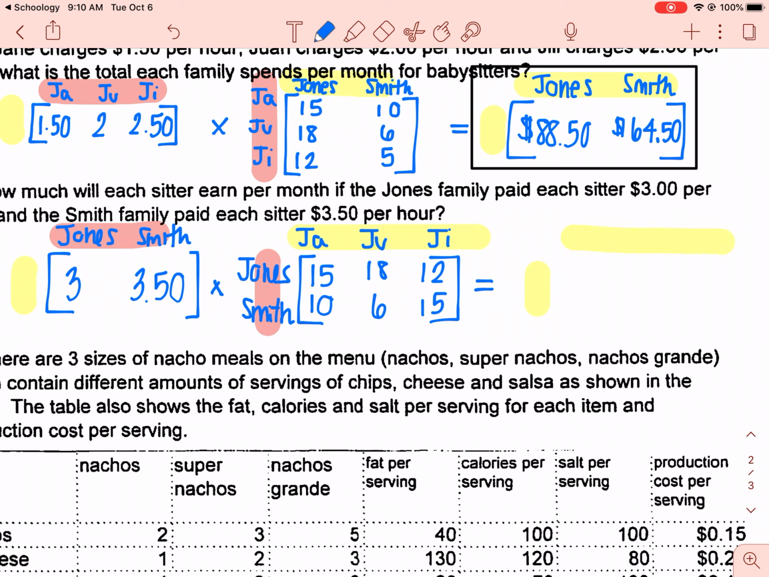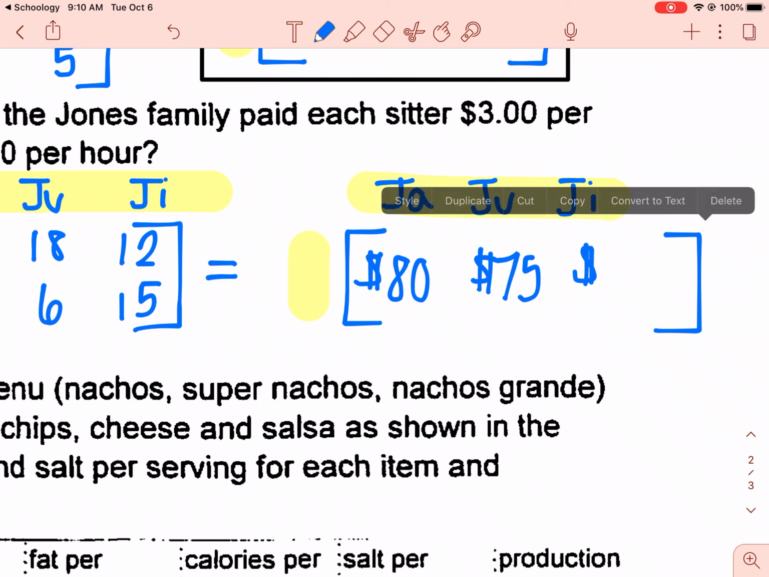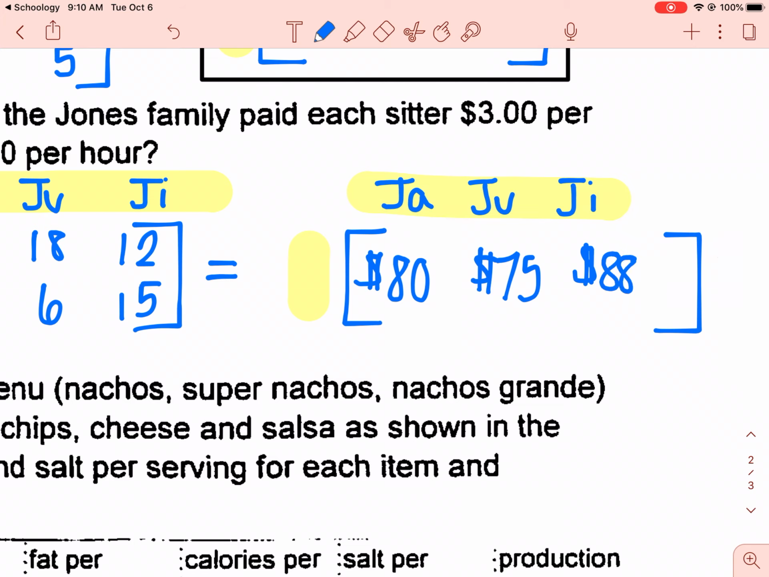And that's exactly what the problem wants. Look at the colors. Good thing that the reds match. And now when you multiply, let's verify. So please pause the video. Make sure you get this. It'd be 80, 75. Jill's making the most money. She's going to make 88.5.